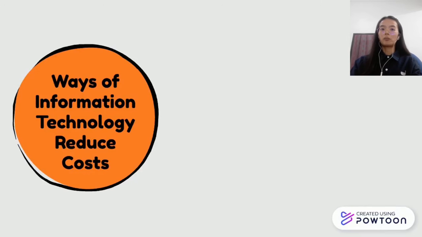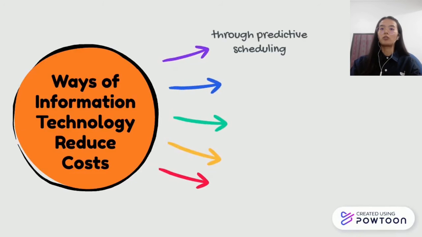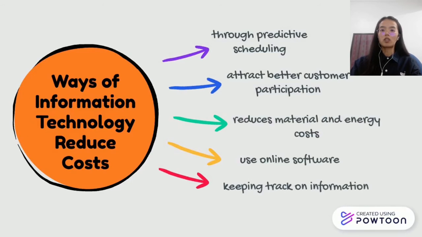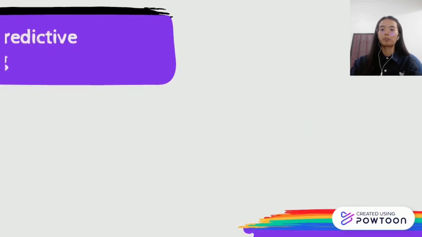Ways information technology reduces costs are through predictive scheduling, attracting better customer participation, reducing material and energy costs, using online software, and keeping track of information.